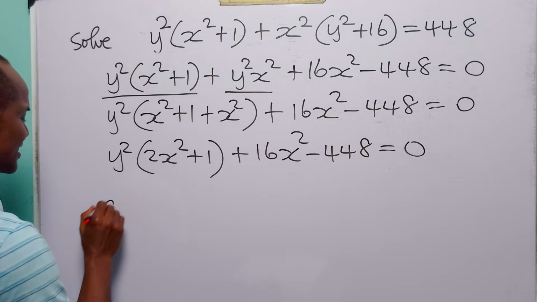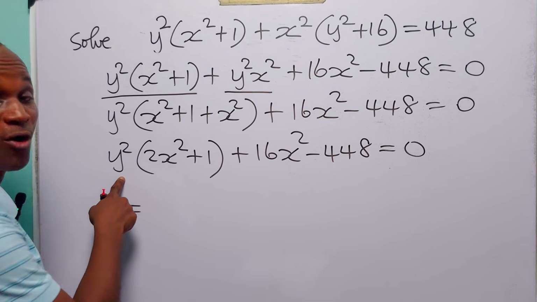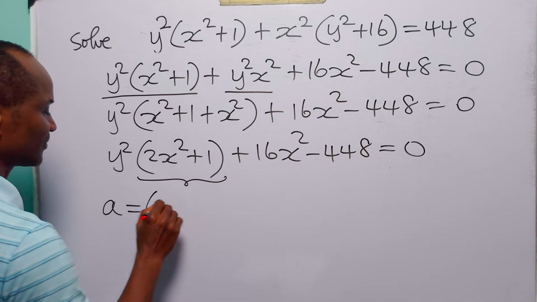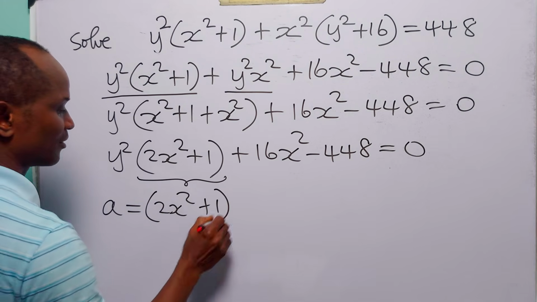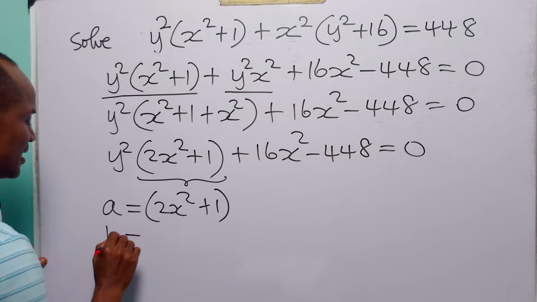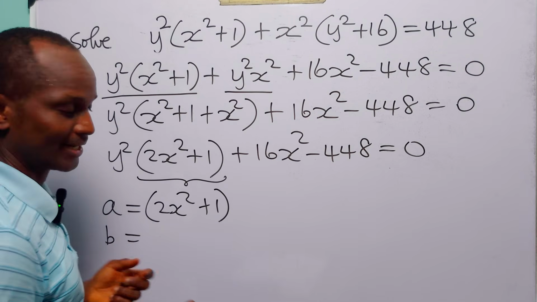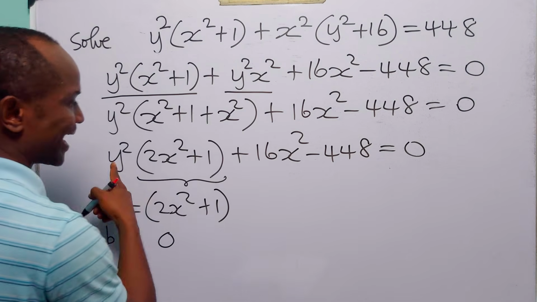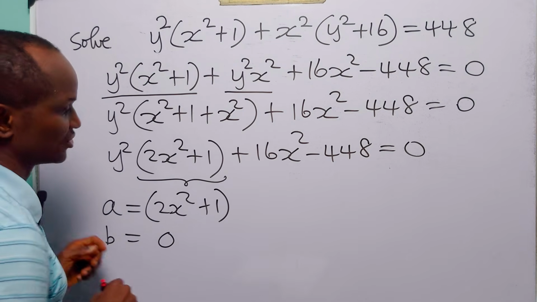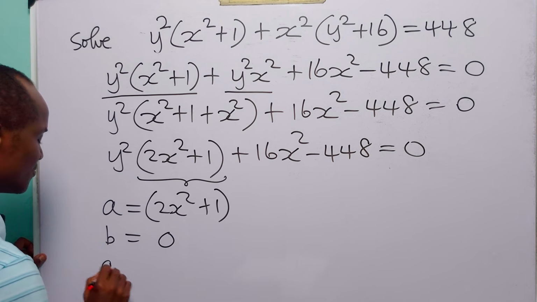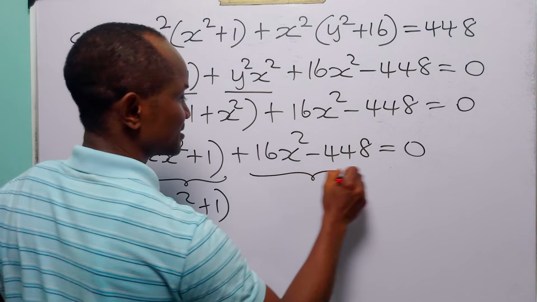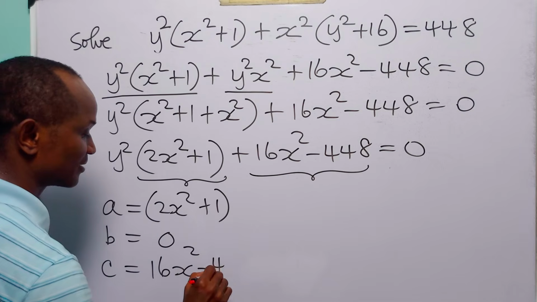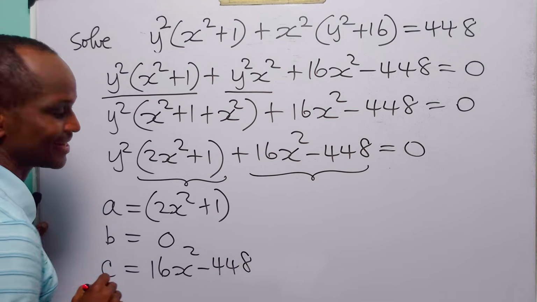From here, you can see that a, that is the coefficient of y squared, is 2x squared plus 1. b, that is the coefficient of y, is equal to 0 because there is no term in y in this quadratic equation. And c, which is the constant term, is this, that is 16x squared minus 448.